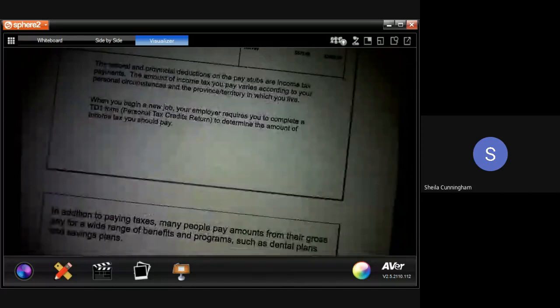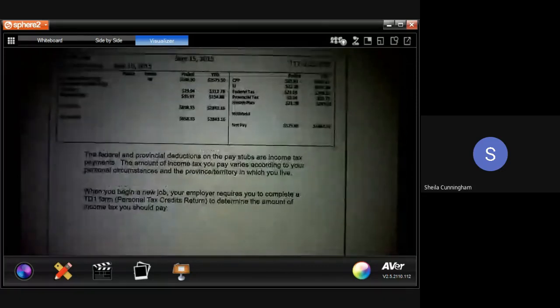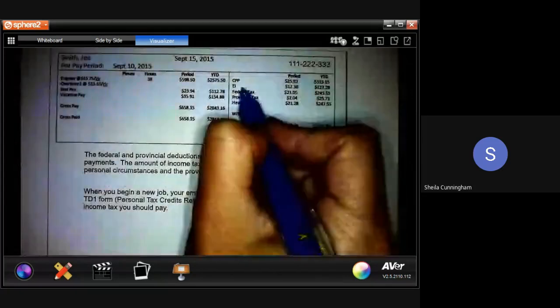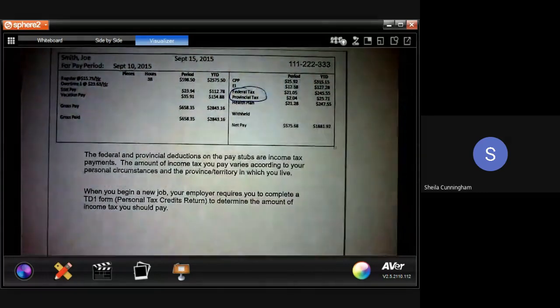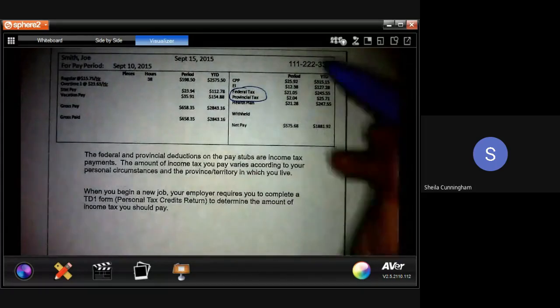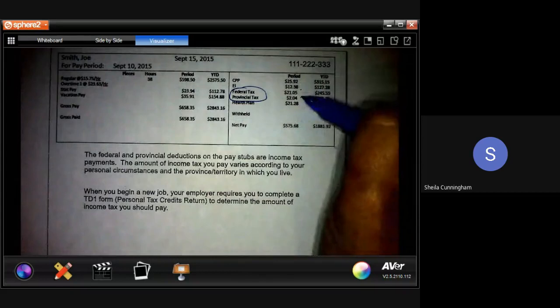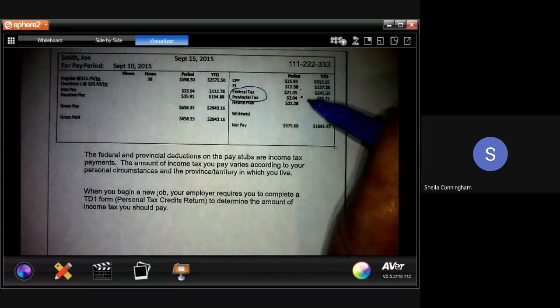Now, the next two pieces of deductions that you'll see are what we call the federal tax and provincial tax. So these, again, are pieces that everybody will pay into, and that is going to change. This amount that gets deducted will vary depending on your personal circumstances. It varies on how much you make for your job. It varies depending on what province you're living in. So there's lots of circumstances that affect how much money comes off as a deduction.